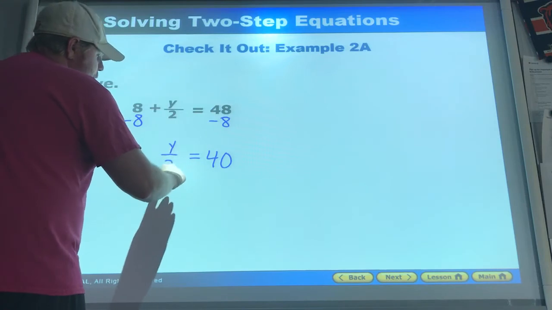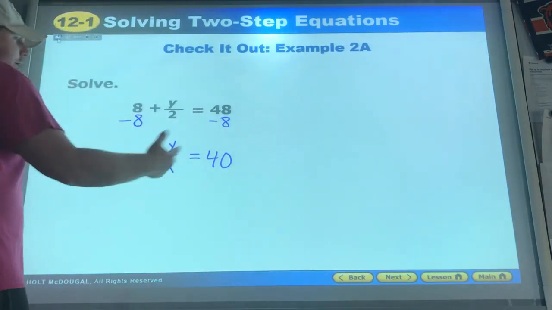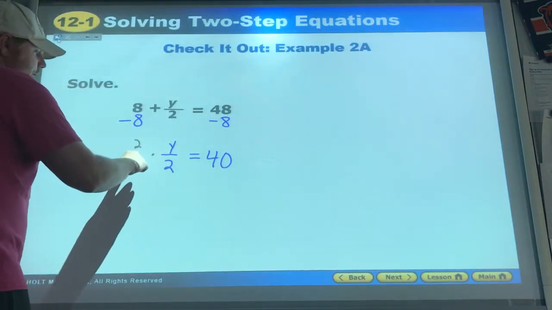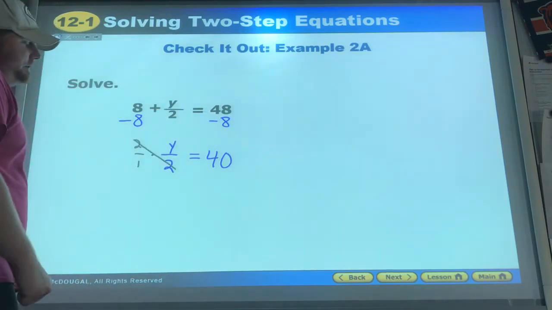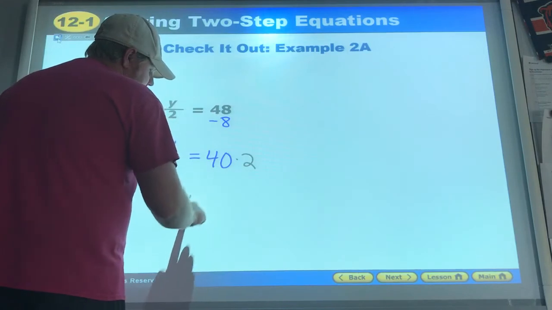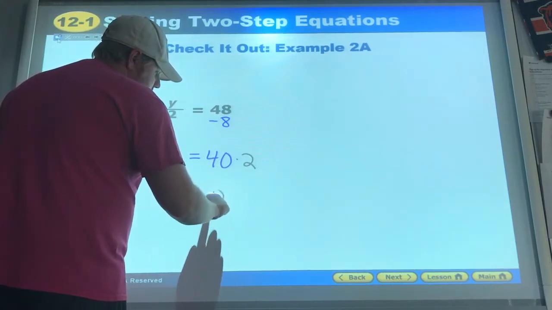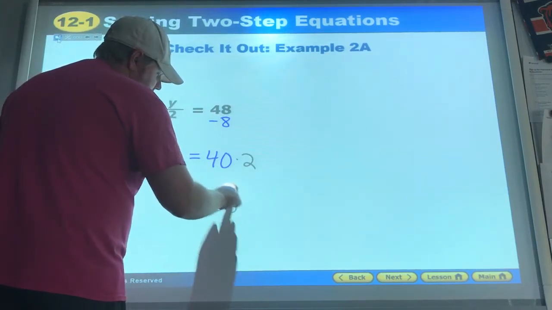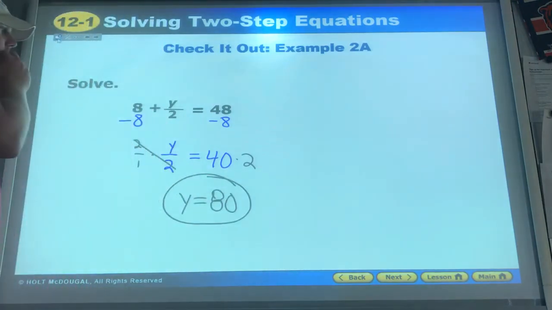Y over 2. That's the inverse operation, dividing by 2, so we multiply by 2. Y equals, sorry for the ugly 80, but Y equals 80.